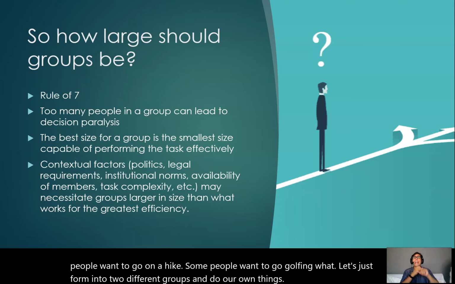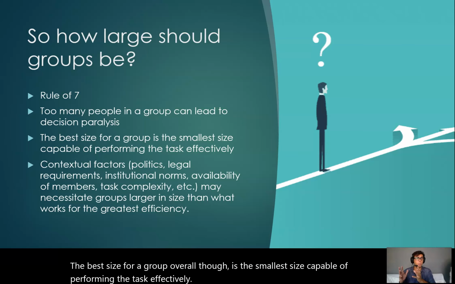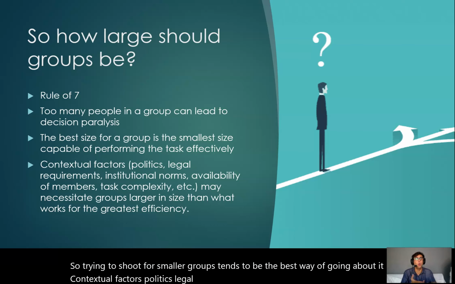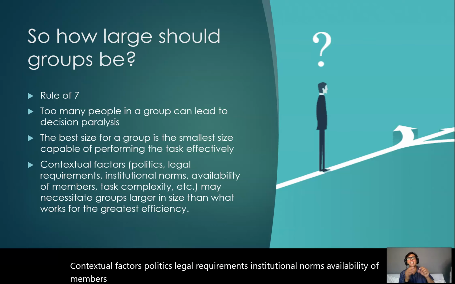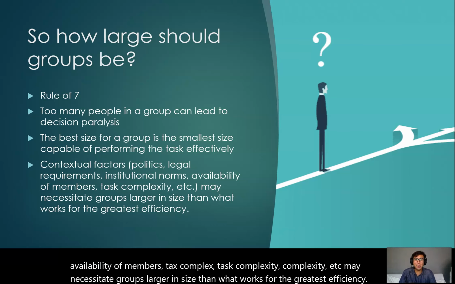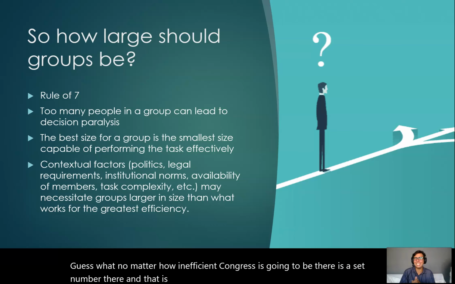The best size for a group overall, though, is the smallest size capable of performing the task effectively. So trying to shoot for smaller groups tends to be the best way of going about it. Contextual factors, politics, legal requirements, institutional norms, availability of members, task complexity, etc., may necessitate groups larger in size than what works for the greatest efficiency. Guess what? No matter how inefficient Congress is going to be, there is a set number there, and that is not going to change, at least anytime soon.